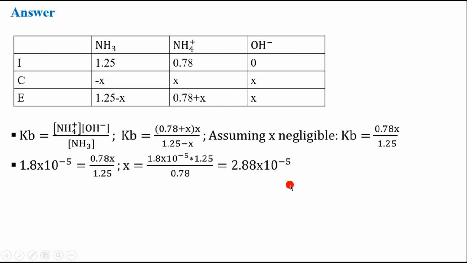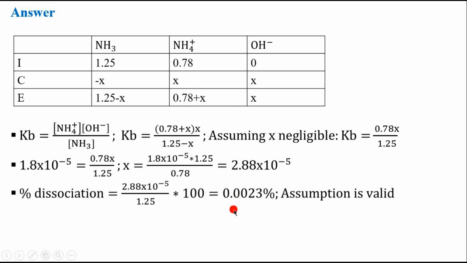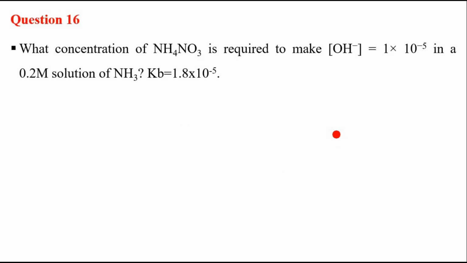After getting x, you calculate the percentage dissociation. You see that the percentage dissociation is 0.0023%. Here, the assumption is valid, and the hydroxide concentration is equal to 2.88 times 10 power negative 5 molar. Let's quickly move to question 16. Question 16 is asking, what concentration of ammonium nitrate is required to make the OH minus equal to 1 times 10 power negative 5 in a 0.2 molar solution of ammonia.